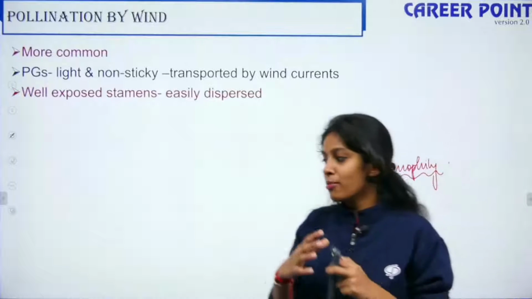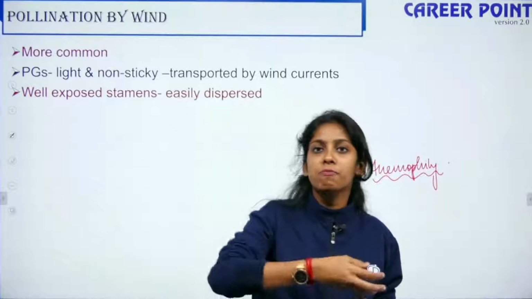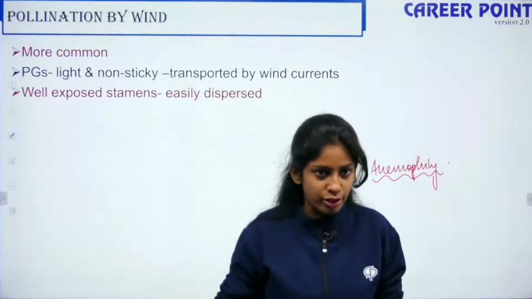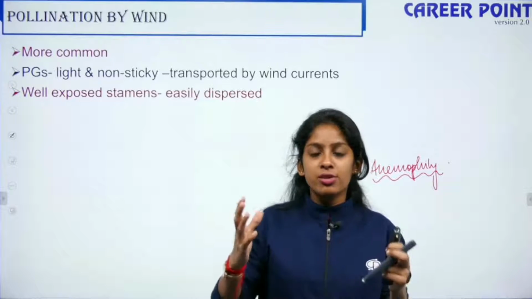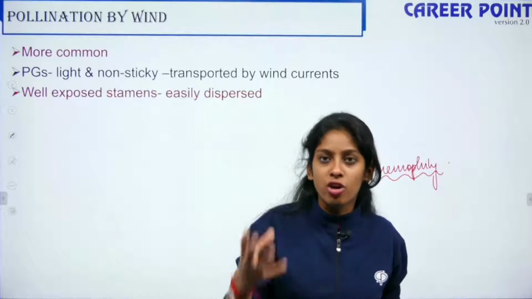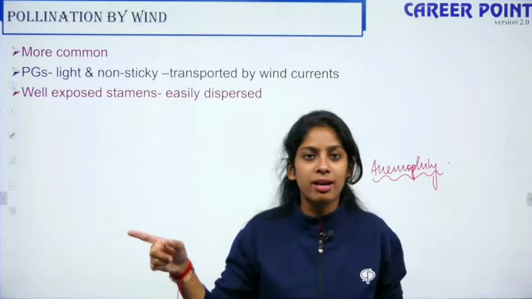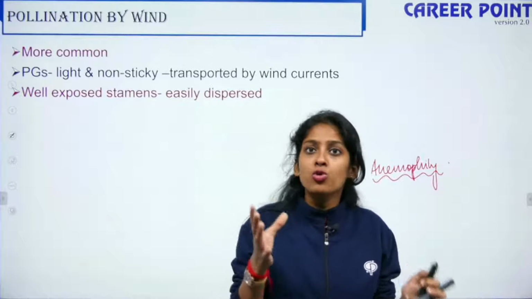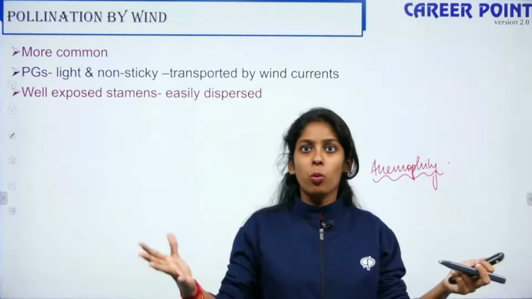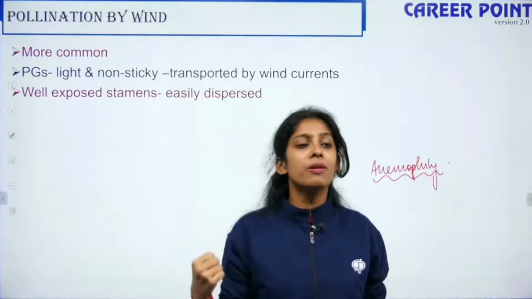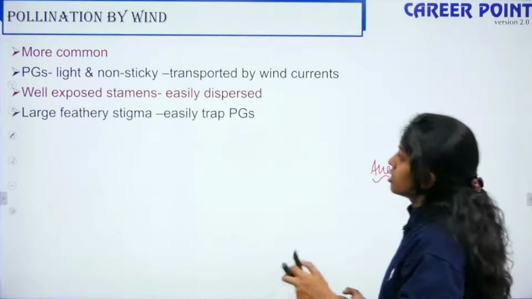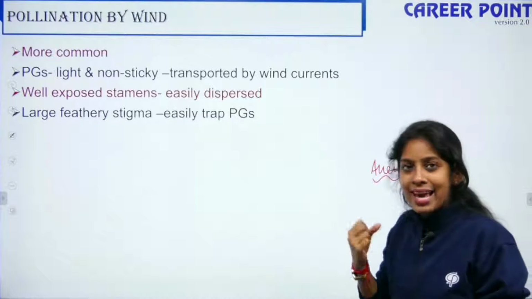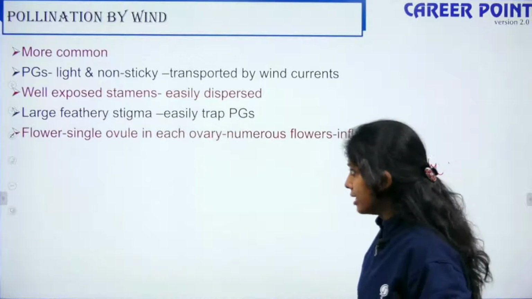So here the stamen should be well exposed so that the pollen grains can be easily transferred. So now when the pollen grains leave the exposed stamens, they are light, non-sticky, they can be easily carried by the air current. They should land on the stigma, and the stigma should also be receptive, right? So it should be widely open so that it can hold the pollen grain on itself. So the stigma should be feathery and it should be easily able to trap the pollen grains.